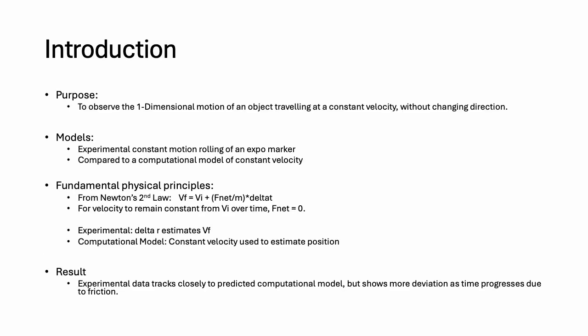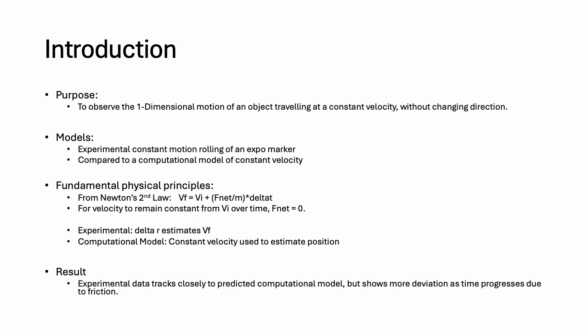So the purpose of this lab was to observe the one-dimensional motion of an object traveling at a constant velocity without changing direction. For this we used two models. We ran an experimental model comparing the rolling motion of an expo marker without any external forces, and then compared that to a computational model using constant velocity from Newton's second law.